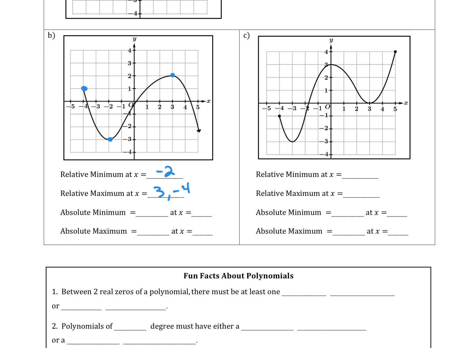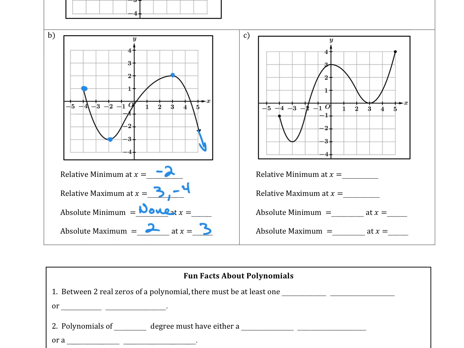All right? Because it actually includes endpoints. I know this is weird, but let's go with it. We have to do it. Now, does it have any absolute minimums? No, it's got nothing. Because it keeps on going down forever and ever. And then, does it have any absolute maximums? 2 at x equals 3. Beautiful.